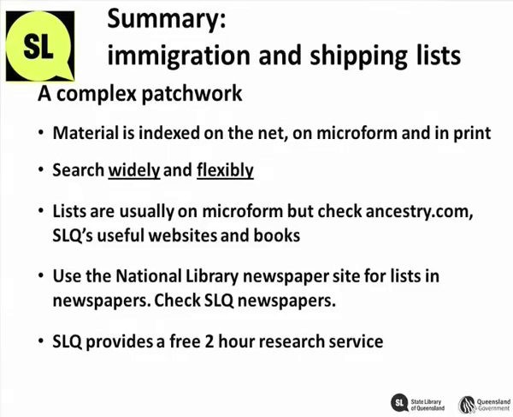So material is indexed on the net, on microform and in print, but as Greg pointed out, increasingly it's being digitised at a very rapid rate. Search widely and flexibly. Yes, listen to what people say, but don't always believe it. Lists are usually on microform, but check ancestry.com and SLQ's useful websites. Use the National Library newspaper site for lists in newspapers. Check our newspapers, which are still more extensive than Trove.